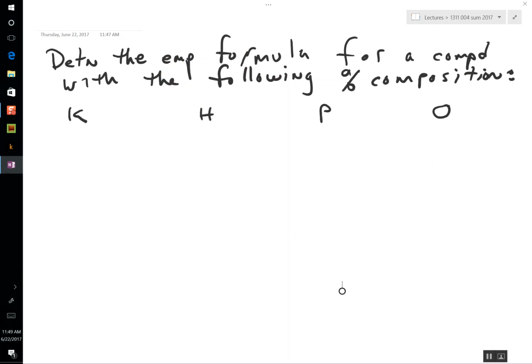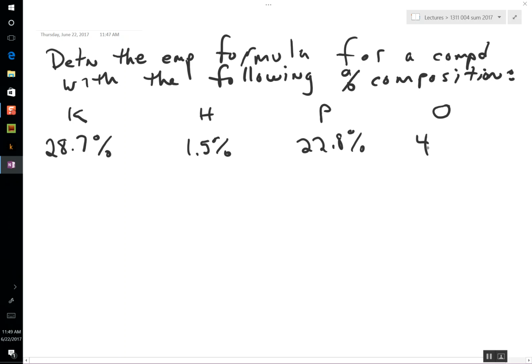Okay. So then they do all that. They find out it's made up of these four elements, and they find out that it's 28.7% potassium, 1.5% hydrogen, 22.8% phosphorus, and 47% oxygen. And then they say, well, let's see. Maybe we could figure out what the ratio of potassium, hydrogen, phosphorus, and oxygen is in this unknown compound from its percent composition.